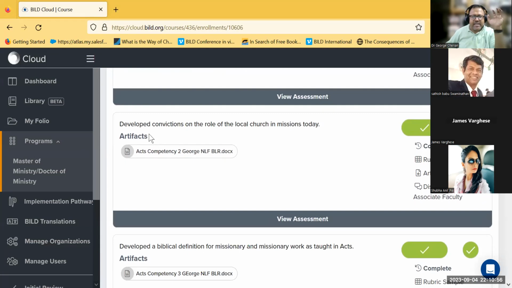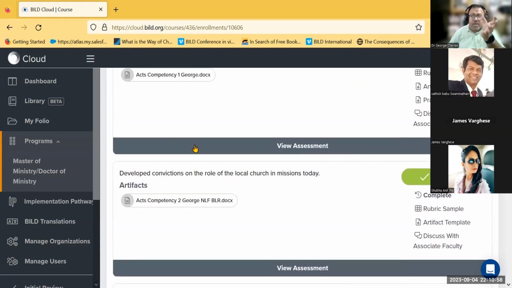Now he says, the second competency we are working with, aligned to unit 2, is: develop convictions on the role of the local church in missions today. So when you write your paper, you are drawing from the biblical theology we did, and your conviction comes from the scriptures, supported by the authors positively or negatively. You are developing your conclusion in a discussion where you discuss what you agree with, what you don't agree with, and what your conclusion from scriptures is. All of it you build in there. Write your ministry reflection.